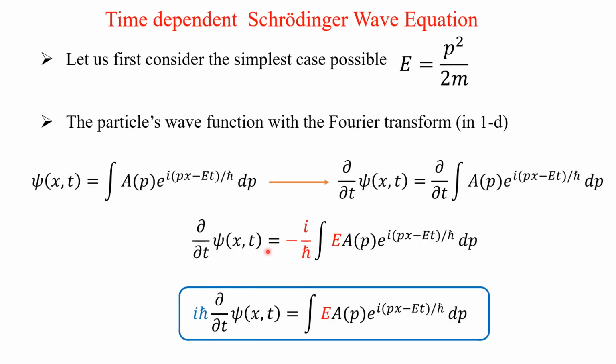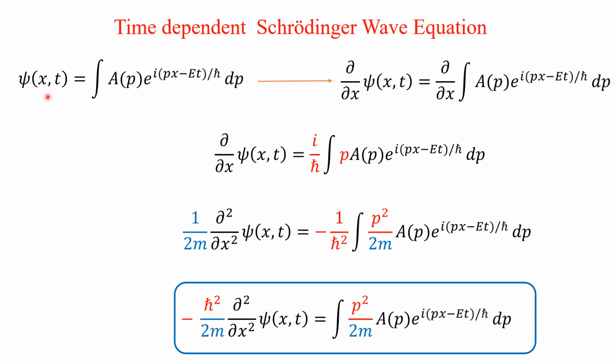Now you bring this minus i over h cross to the left hand side, and it will become just i h cross. So you remember this expression which I have shown in the blue rectangular box. We are going to use it at a later stage. So we have seen the first order time derivative just now. Now we will take the first order position derivative.